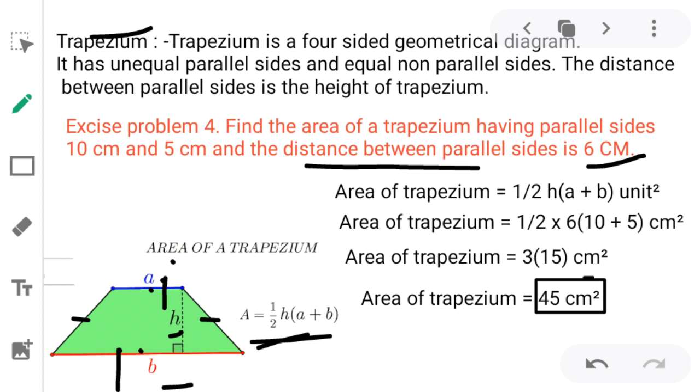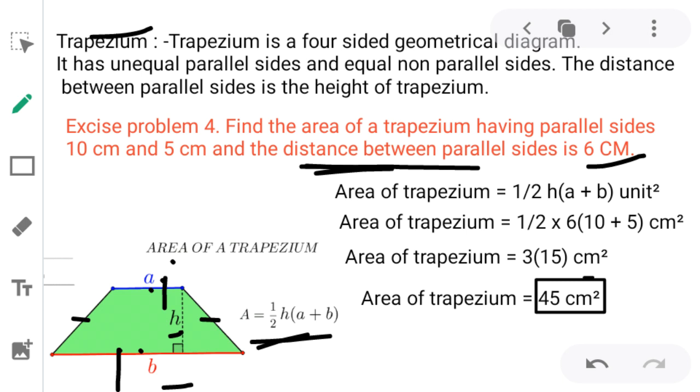Exercise problem number 4. Find the area of trapezium having parallel sides 10 cm and 5 cm, and the distance, that is height, have to be observed here. The distance between parallel sides is 6 cm. It is the value of H. So take the formula, area of trapezium is equal to 1 by 2 H into (A plus B) unit square. Area of trapezium is equal to 1 by 2 into 6, 6 is the height, into (10 plus 5).